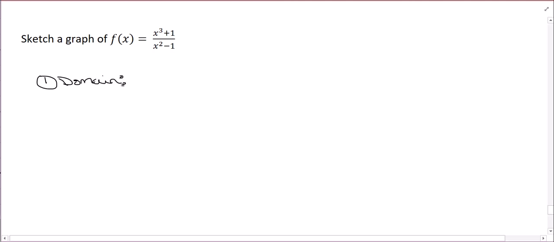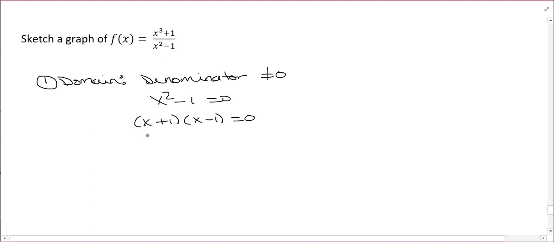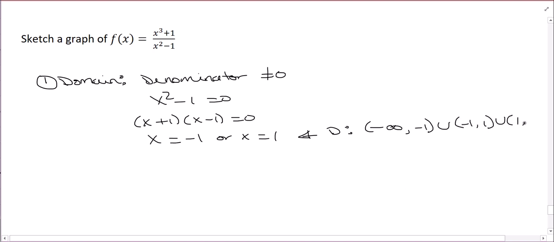So the domain of the function, notice that this function has a denominator, so we know that for the domain the denominator can't be 0. So we're going to exclude all the values that make it 0. So x squared minus 1 is 0 when x is 1 and -1. When you factor this, you get x equals -1 or x equals 1. So these are not in the domain of the function. So that means our domain will be minus infinity to minus 1, union minus 1 to 1, and then 1 to infinity. So that's our domain.